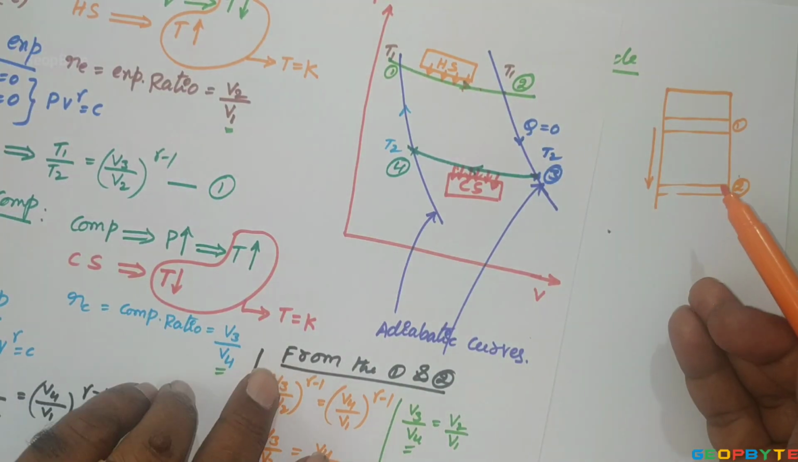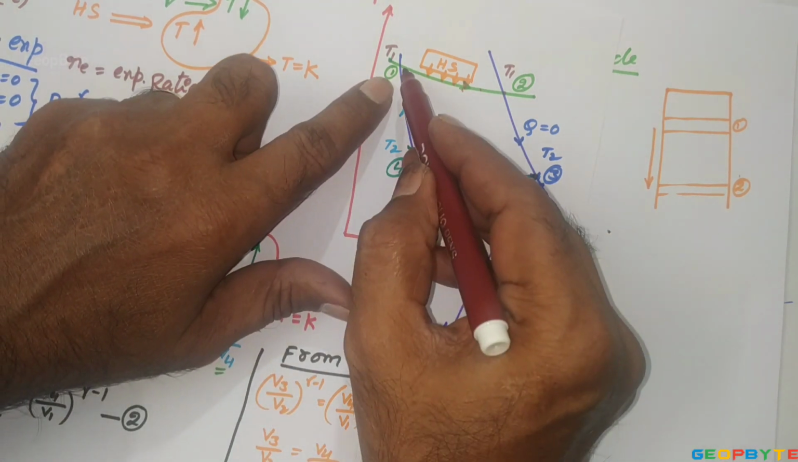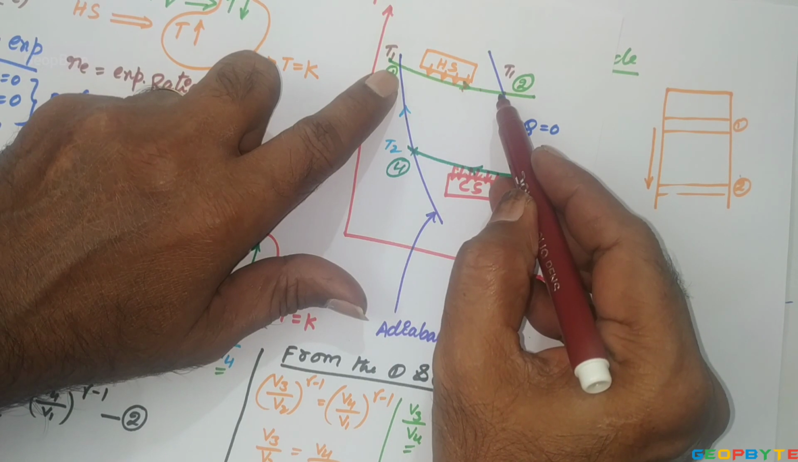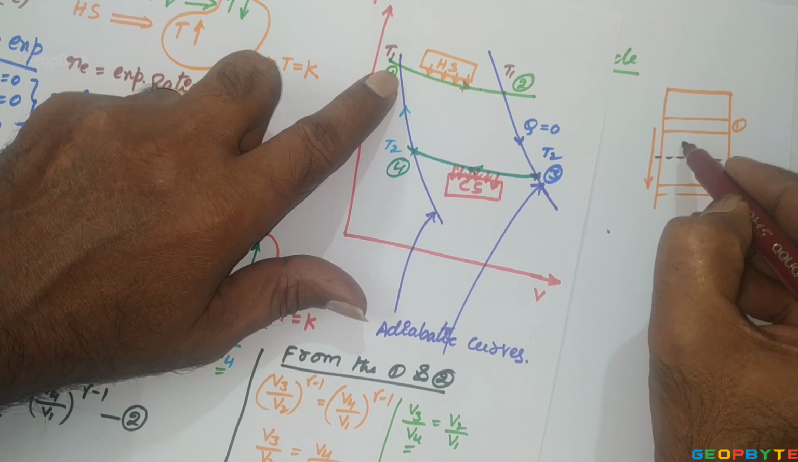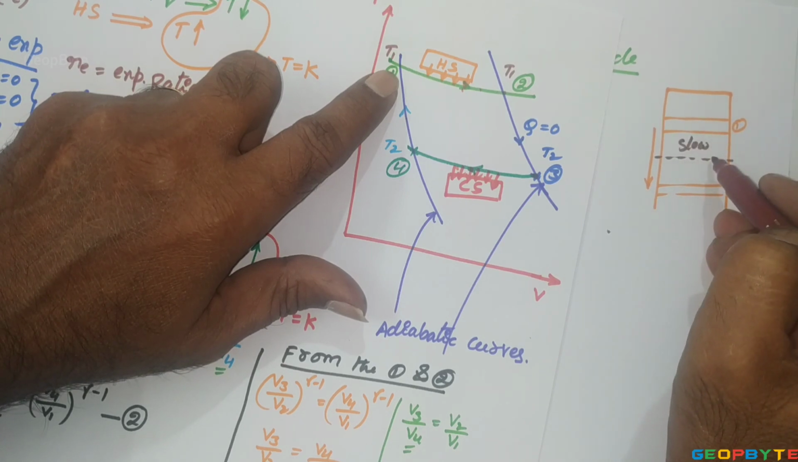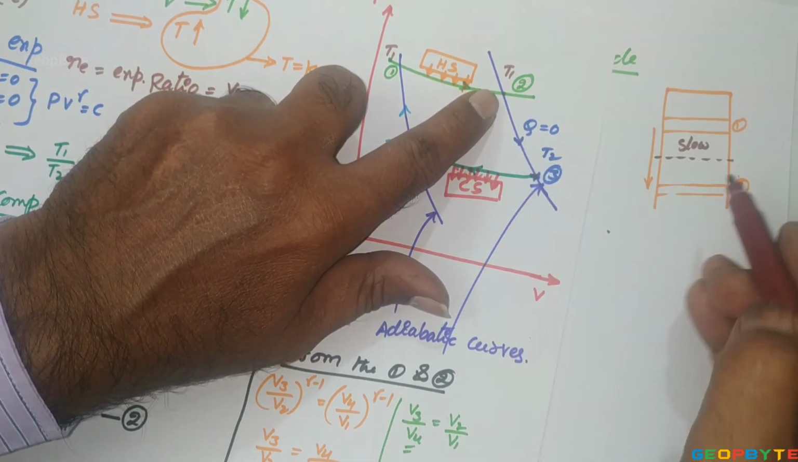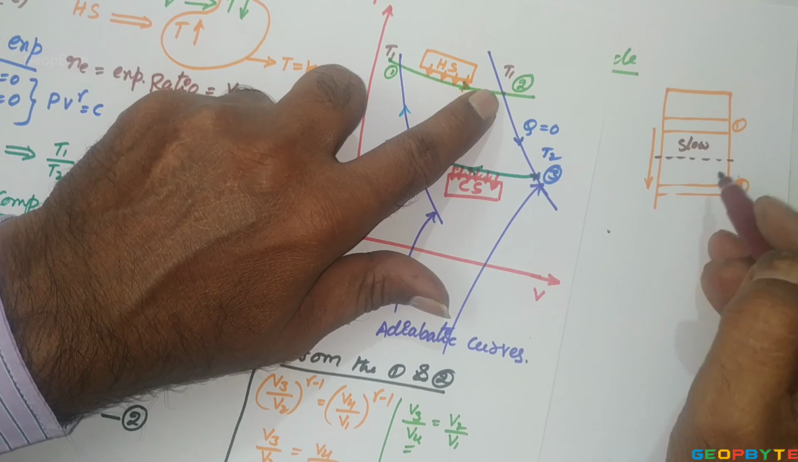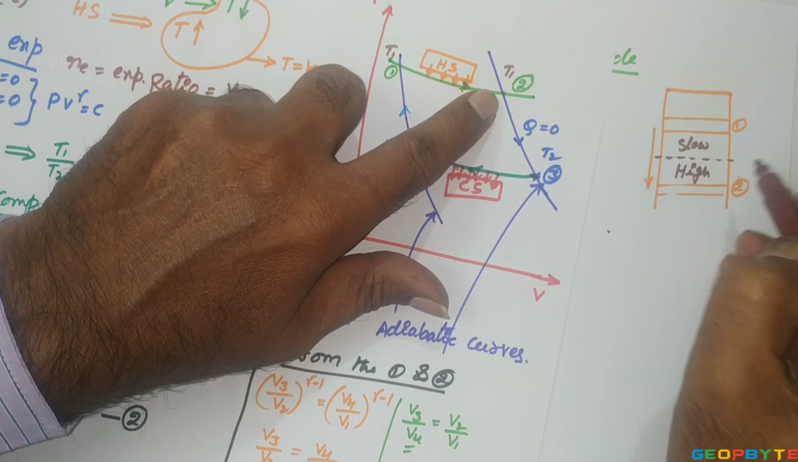If you want to construct the cylinder with piston mechanism to work on the Carnot cycle, during the first half expansion, that is isothermal expansion, the piston has to travel at very, very slow speed to satisfy the isothermal condition. And to satisfy the adiabatic condition, in the next half process, the piston has to travel at very high speed.